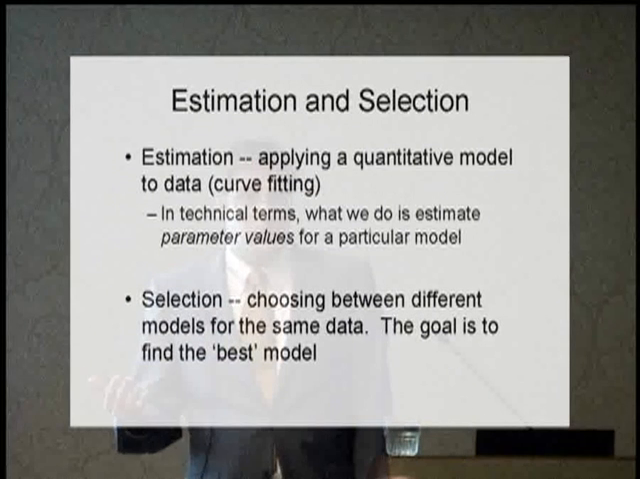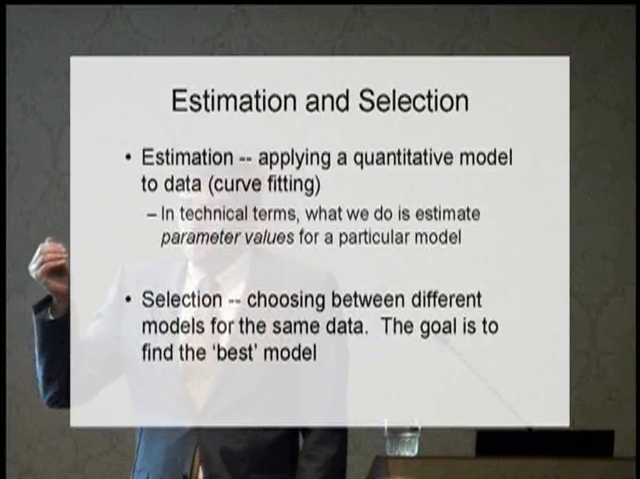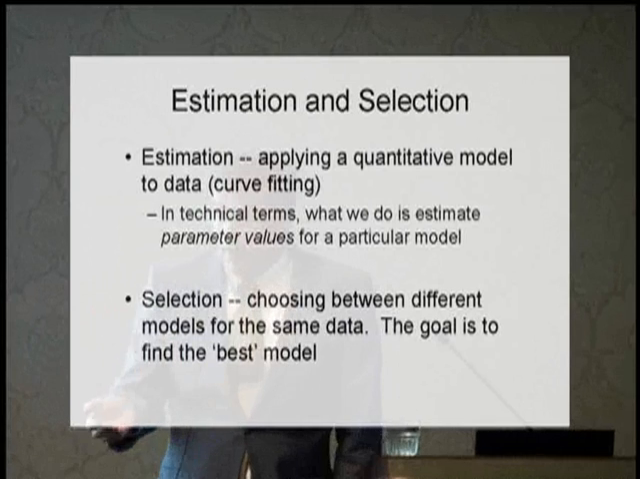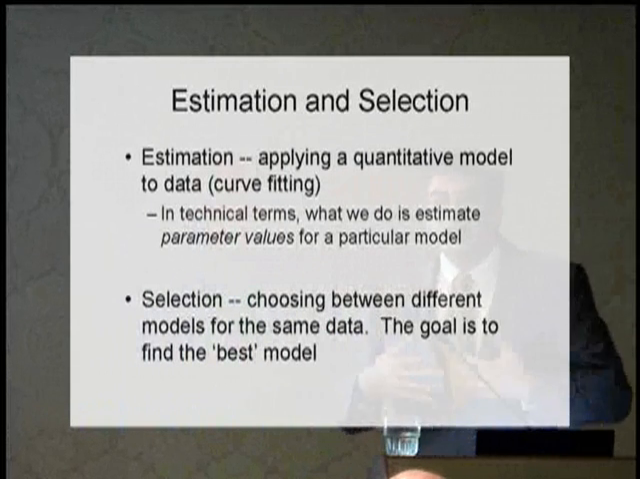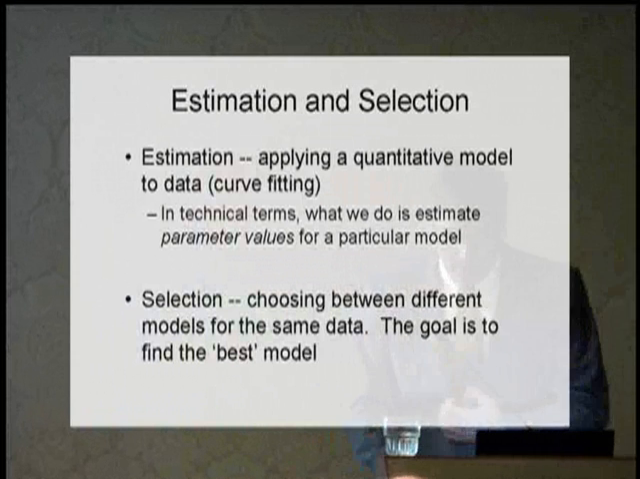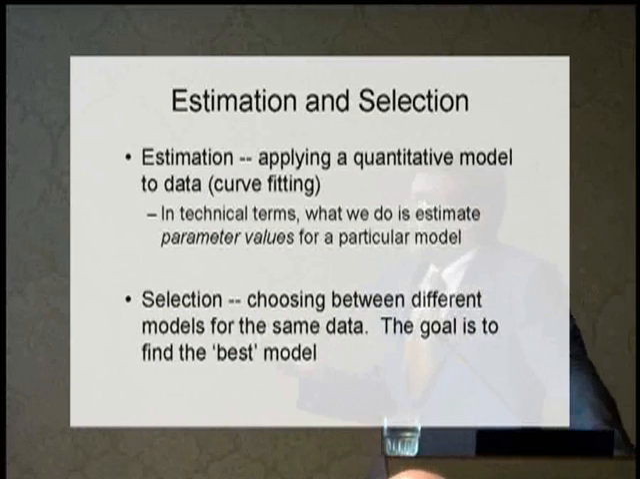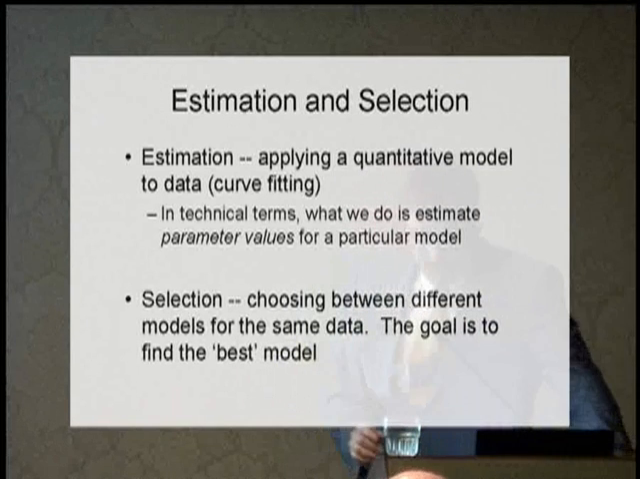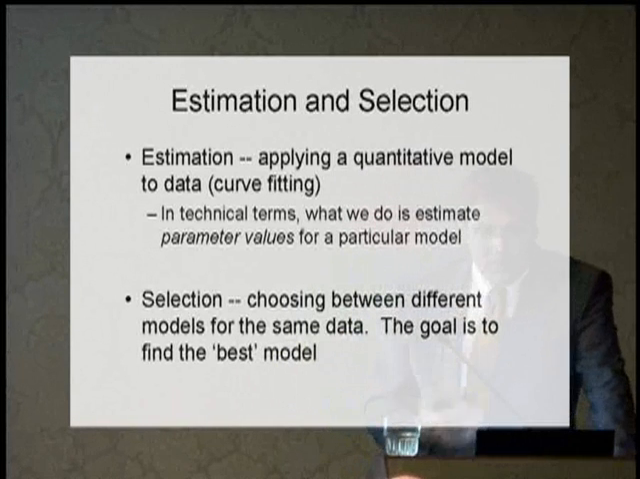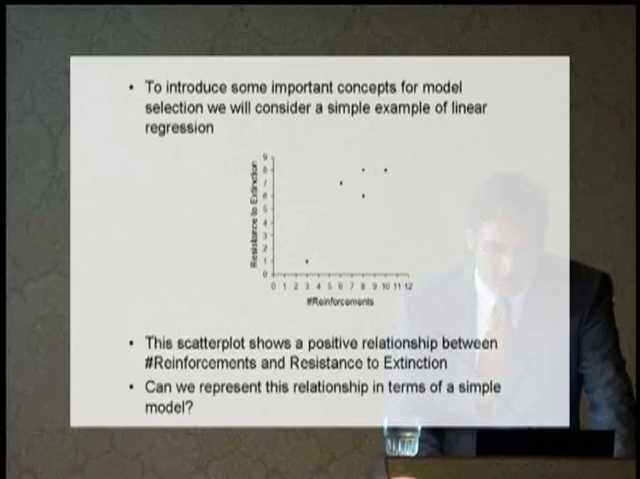So say with Herrnstein's equation, you've got response rate under different VI schedules, and you want to find the values of k and r naught in Herrnstein's model which best fit the data. What you're doing is estimating parameters. But selection is when you have different models for the same data, and you have to select which model is better. So estimation and selection are important concepts, terms that statisticians use when talking about models.